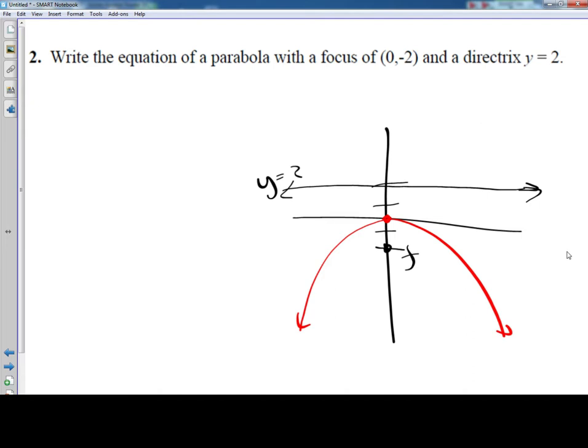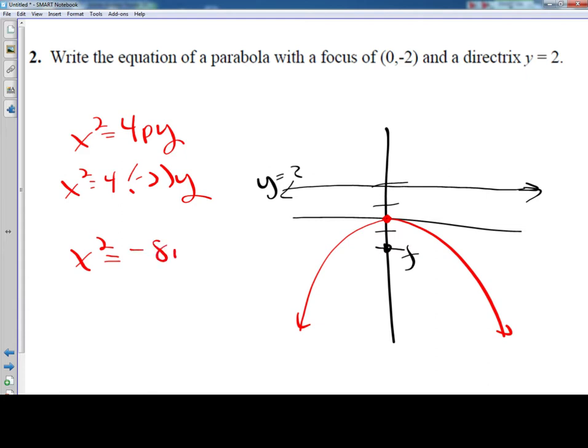It's a vertical parabola, so it has to follow the form x squared equals 4py. All I really need to finish this equation is to plug in p. What was p? Negative 2. I had to move down 2 units, didn't I? So x squared equals 4 times negative 2 times y. Therefore, the equation of that parabola is x squared equals negative 8y, and I'm done. There it is.